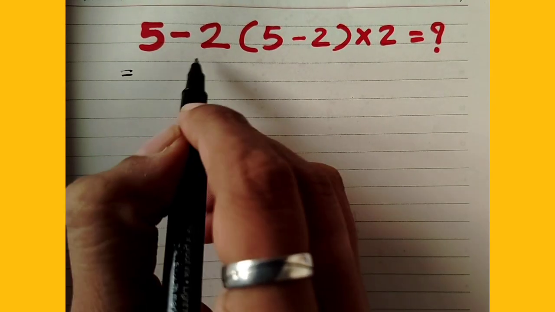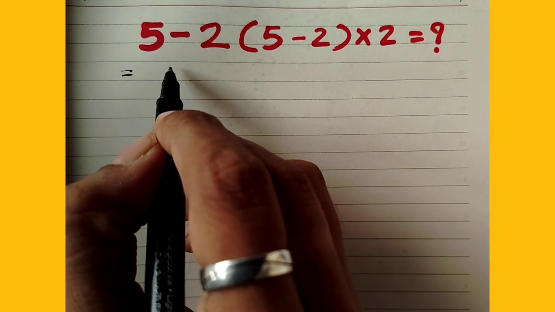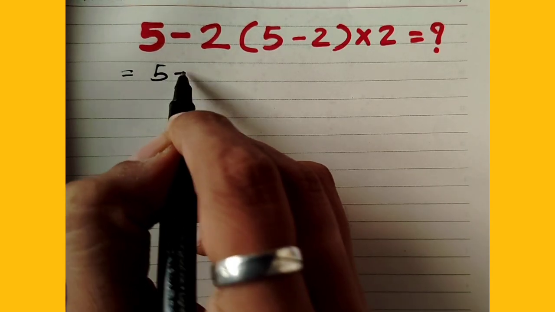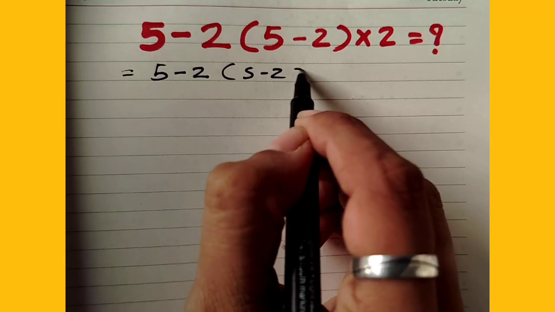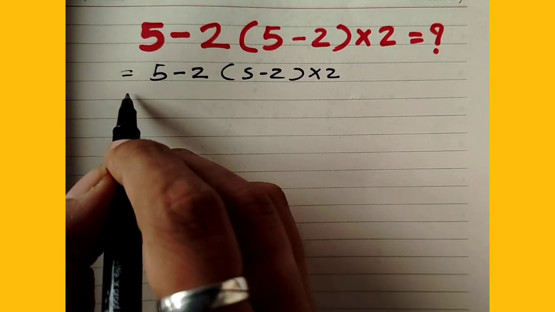Today we will solve 5 minus 2 bracket 5 minus 2 into 2. 5 minus 2 bracket 5 minus 2 into 2.